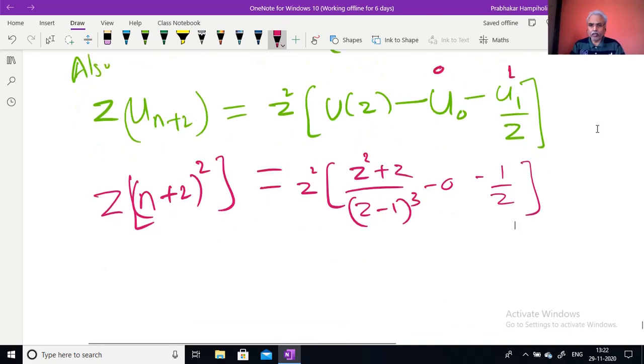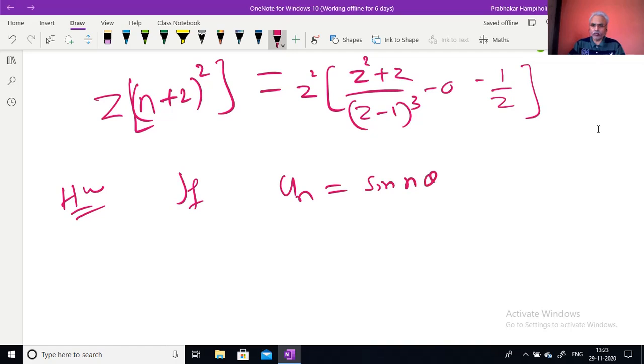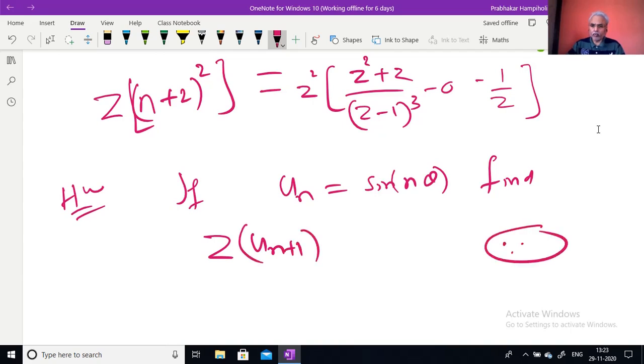Similarly, please try this: if u_n is sine of n theta, and you know the formula of this, find the z transform of u_(n+1). Find it without fail for me, please, without fail. So today we learned shifting theorems, and based on that, some examples.